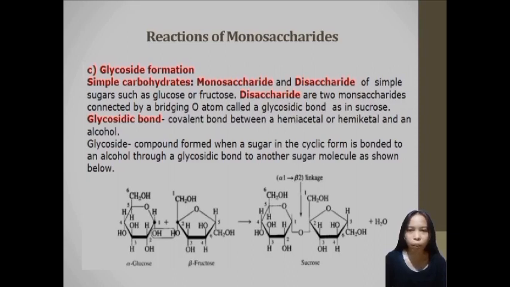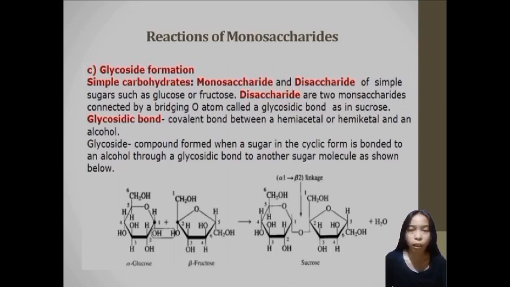Examples of simple sugars include glucose and fructose. Disaccharides are formed when two monosaccharides are connected by a glycosidic bond. For example, sucrose is a disaccharide composed of glucose and fructose. The glycosidic bond is formed between a hemiacetal or hemiketal group of one sugar molecule and an alcohol group of another molecule.